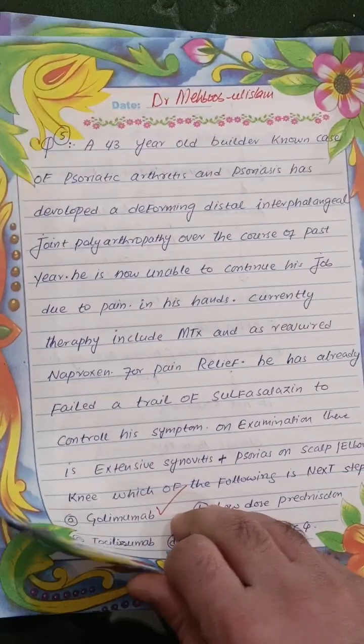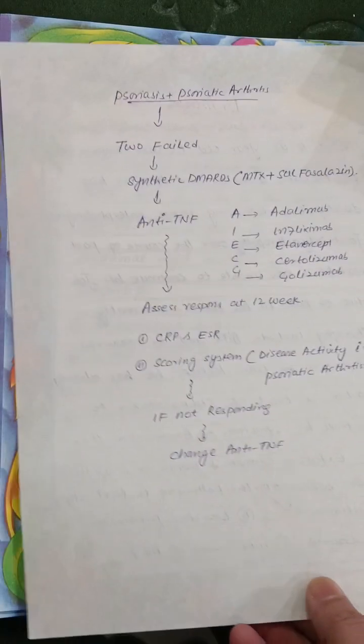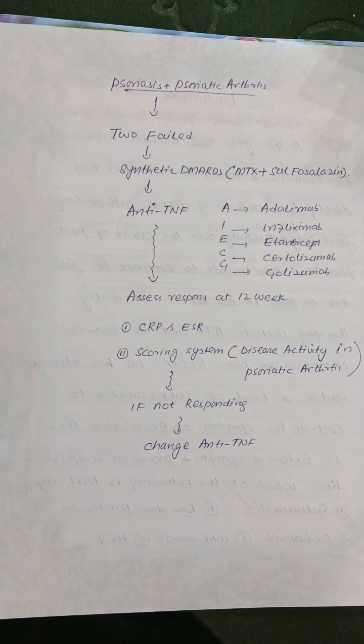So let's explain this. When there is psoriasis with psoriatic arthritis and the patient uses two different DMARDs like methotrexate and sulfasalazine and the symptoms do not improve, then the next line of treatment is anti-TNF. And we know that anti-TNFs can be remembered by the mnemonic AIECG: adalimumab, infliximab, etanercept, certolizumab, and golimumab.